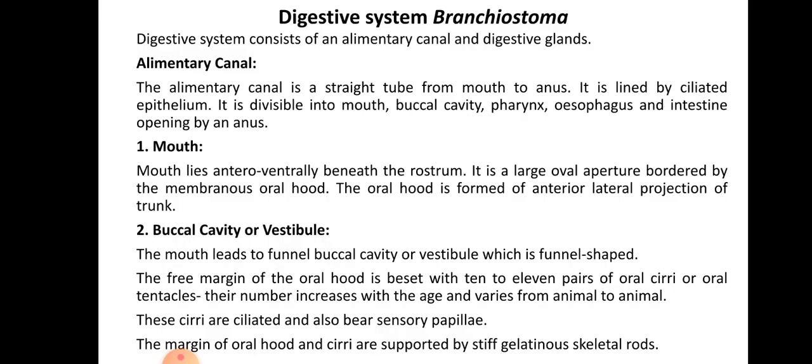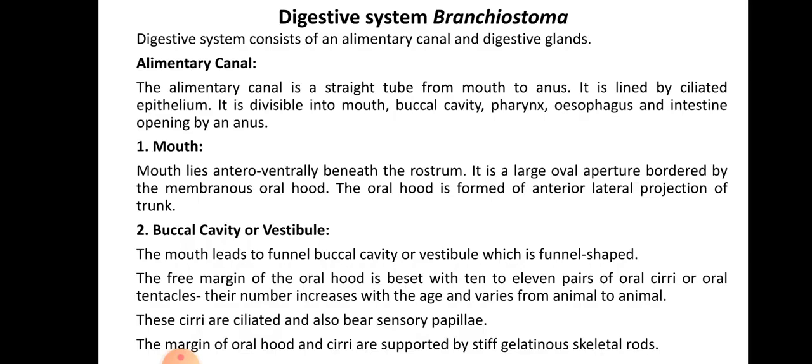Their number increases with the age of the animal, and the buccal cirri and the edge of the oral hood are internally supported by stiff gelatinous skeletal rods. It is these gelatinous skeletal rods that impart stiffness to these buccal cirri. Now, what does this buccal cirri do?